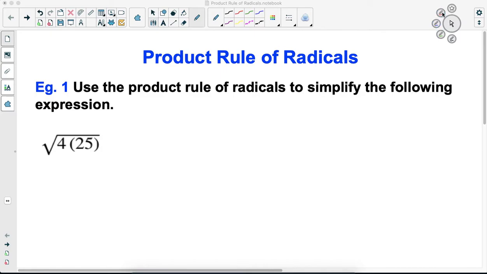In this video, we'll be using the product rule of radicals to simplify the expressions. Let's take a look at our first example. Use the product rule of radicals to simplify the following expression. Square root of 4 times 25.